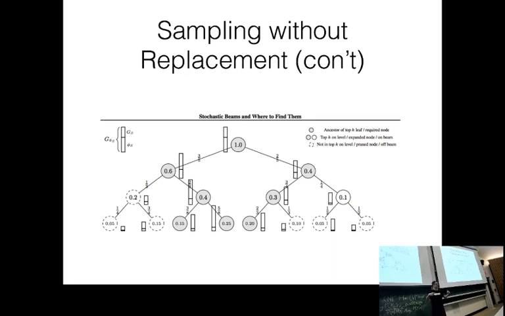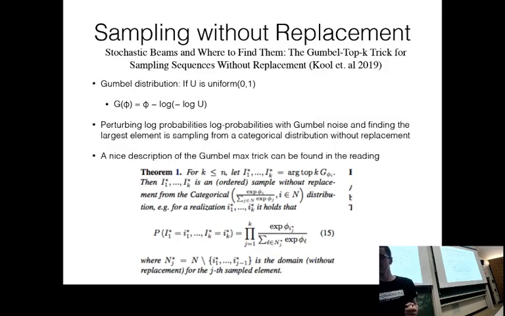You do that again and again and again, and you sort of do a very nice sampling without replacement beam search, and all you're doing is making one very simple perturbation at each level, and you can sample without replacement. I thought this paper was really cool.